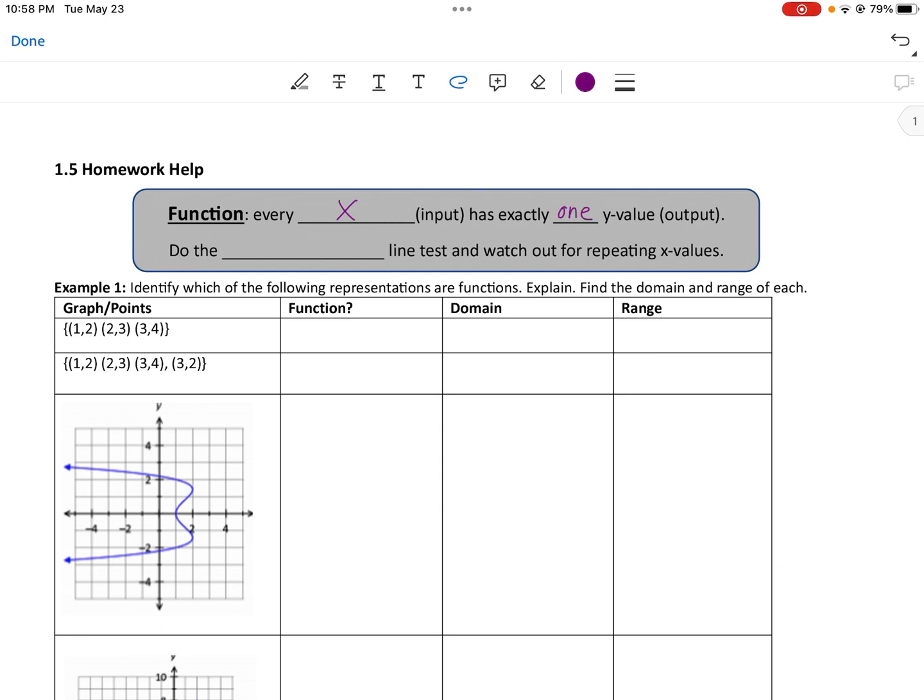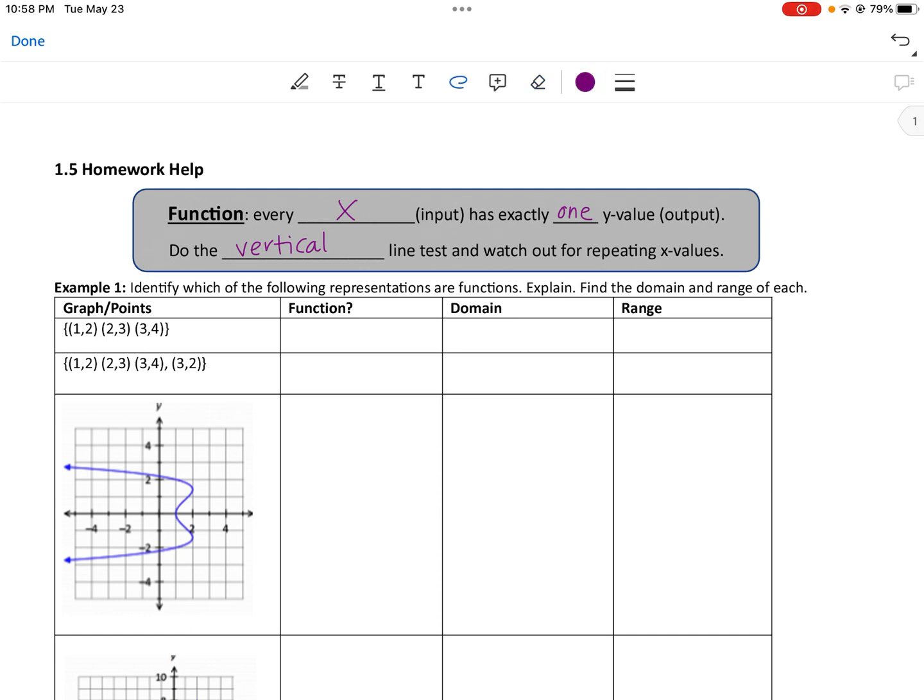There are two ways you can test if something's a function. You can do what they call the vertical line test. The idea is, let's say you have a graph, you bring your pencil across, dragging it, and think about the vertical lines it makes. As long as it touches the graph only once each time, then it is a function.